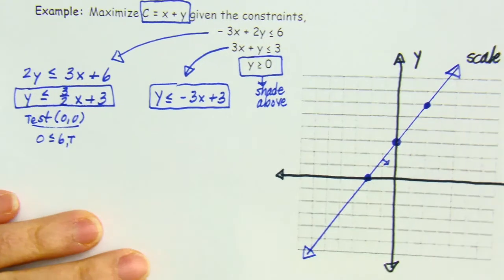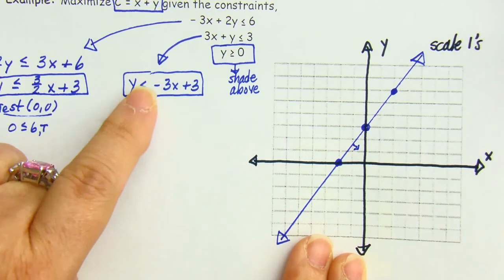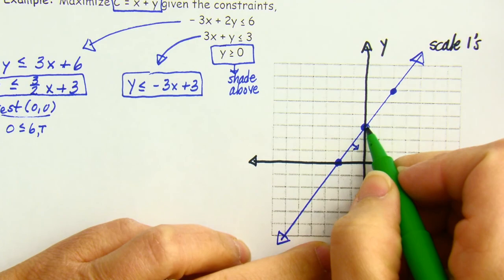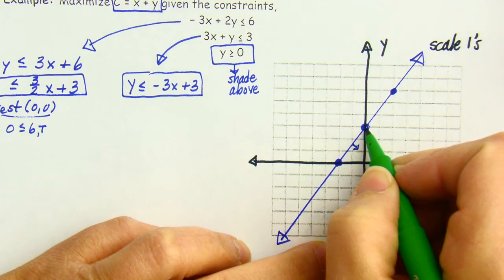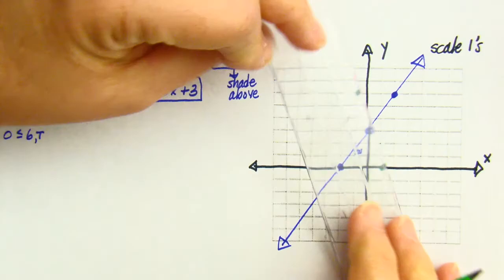All right. I'm going to graph this line, and it is a solid line because of the equal to. It has the same y-intercept, 3, but the slope is negative 3. So down 3 to the right 1, or up 3 to the left 1. And I'm going to draw that line.